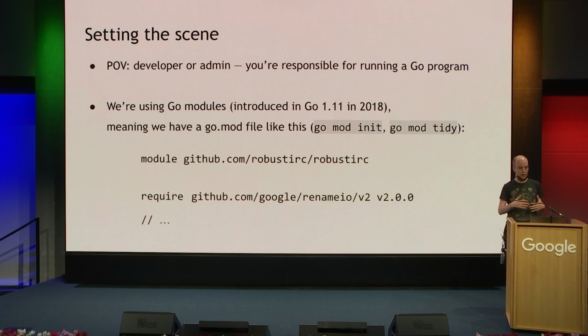So to set the scene, you're maybe a developer or an admin or in some other function. It doesn't really matter. All that matters is you're responsible for running a Go program. Furthermore, in this talk, I'm going to assume that we're all using Go modules. They were introduced in Go 1.11 in 2018, so I really hope that by now you've all heard of them and had a chance to migrate your stuff. This means that we will have a go.mod file. I assume you've heard of go.mod, but if you don't have one, you use go mod init to create one, and whenever you make changes to your code, you can use go mod tidy to clean up the file. It looks like this on the slide, where you just have the name of the module and then all of the requirements, so all of the dependencies that your code uses.